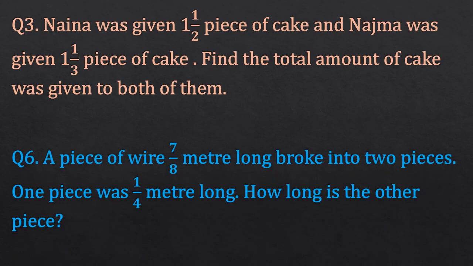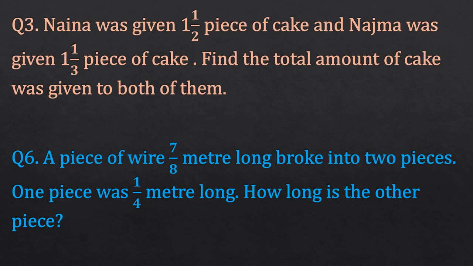Now see question number 6. A piece of wire 7/8 meter long broke into 2 pieces. One piece was 1/4 meter long. How long is the other piece? Repeating: a piece of wire 7/8 meter long broke into 2 pieces. We have one piece of wire whose length is 7/8 meter and it broke into 2 pieces. This is the total length of the wire.